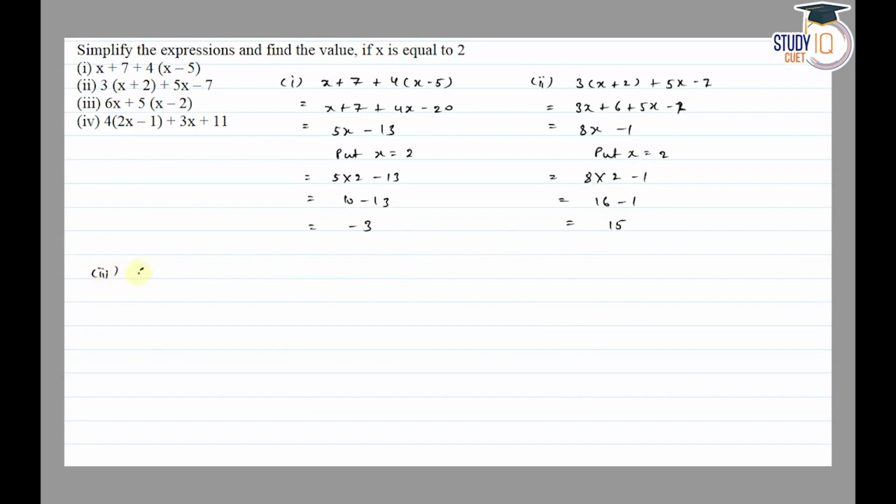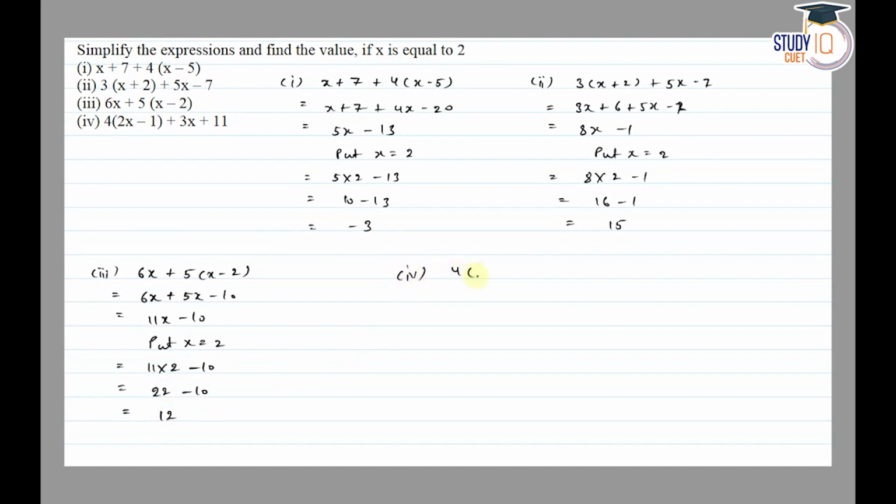The third part is 6x plus 5(x minus 2). We will multiply the 5 inside, so 5x minus 10. 6x plus 5x is 11x minus 10. Put x equal to 2. So 11 into 2 minus 10, 22 minus 10 is equal to 12.